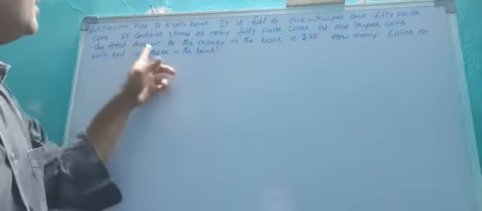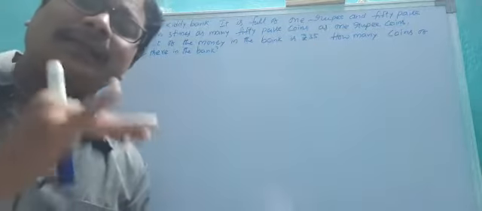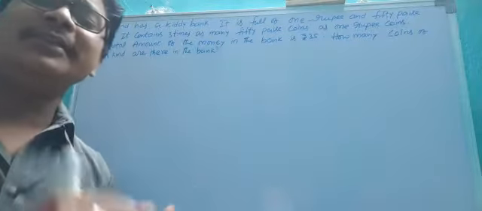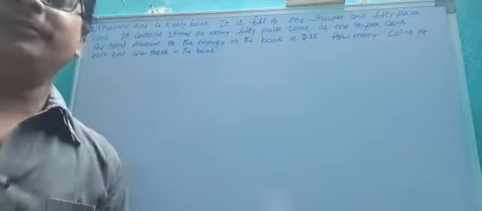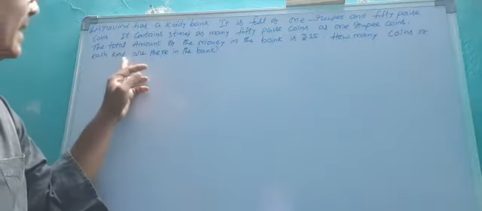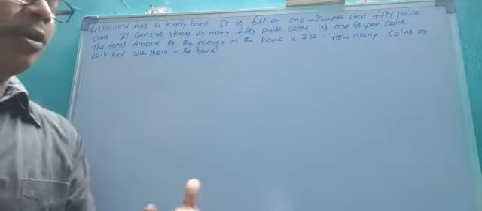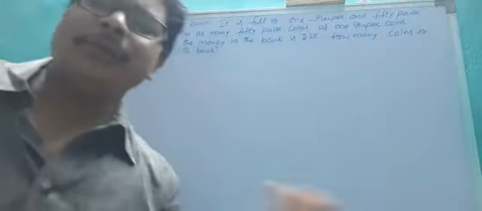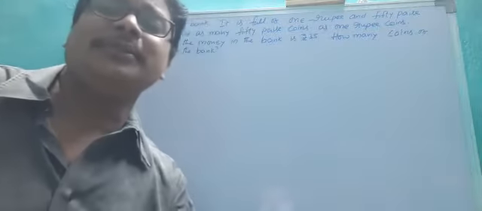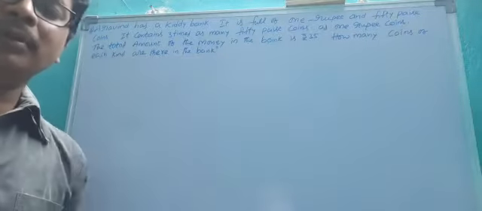And the total amount of money in the bank is 35 rupees. That kitty bank contains 35 rupees filled with 1 rupee and 50 paisa coins. How many coins are there in the bank? How many individual 1 rupee coins, and how many 50 paisa coins? We have to find out both of them.